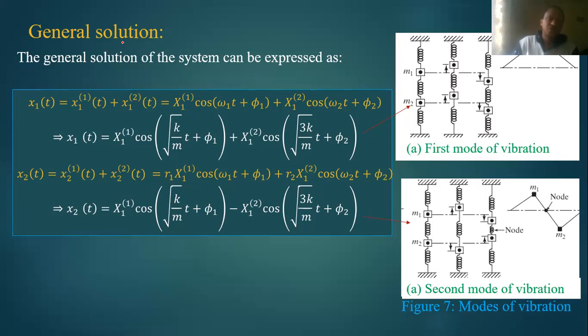The general solution will be that steady state solution. This is not the full solution, but the steady state solution in the general form, which is x1 of 1 of t plus x1 of 2. So we can get this equation for the general form, or this one. Here also, for the second equation, it is x2 of 1, x2 of 2. So we have this representation.